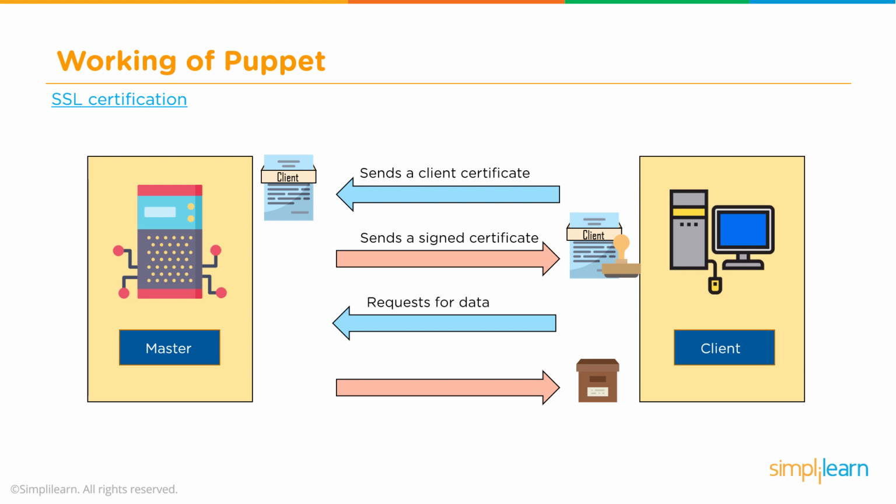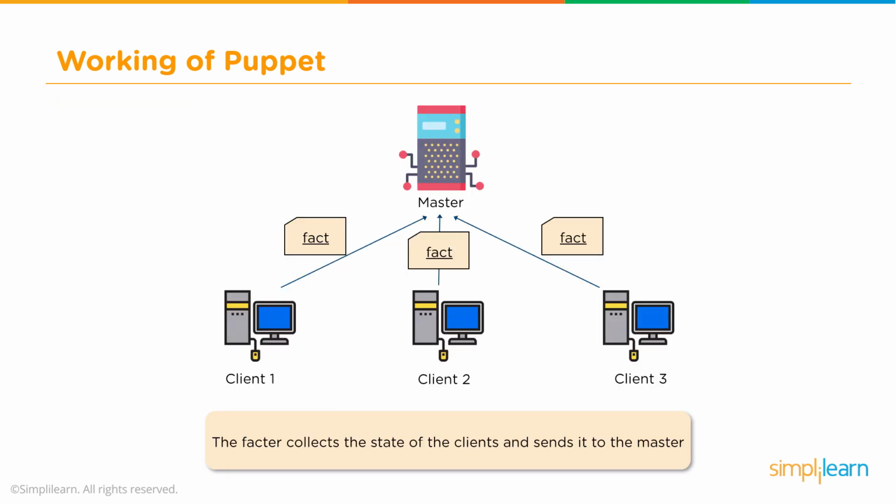So what happens after this request? After this request, the Factor service which is present on your clients collects all the information regarding the present state of your client. So this information could include the operating system that's installed on them, the various number of software present on them, the versions of these software. Now all this information is collected, it's called the fact and it's sent over to the master.